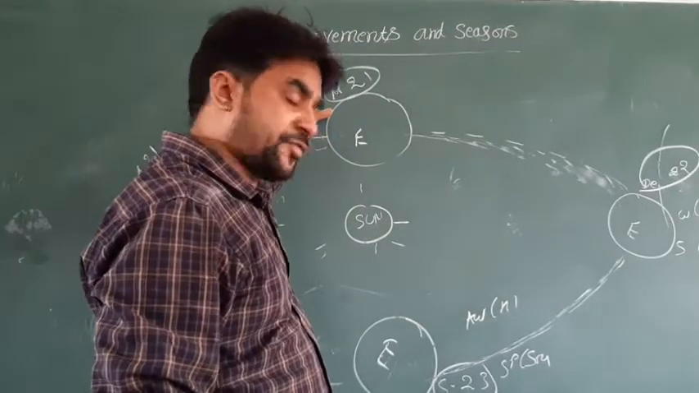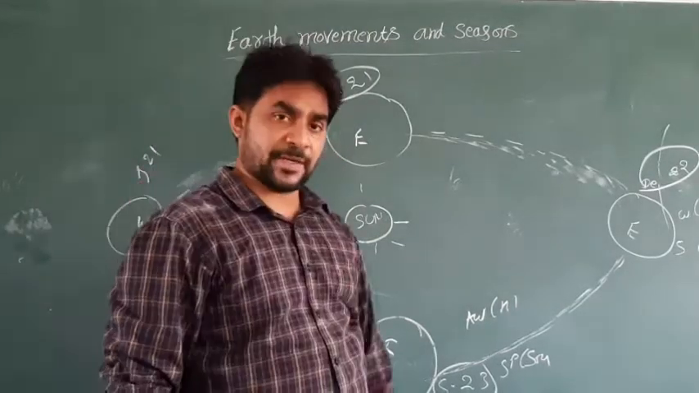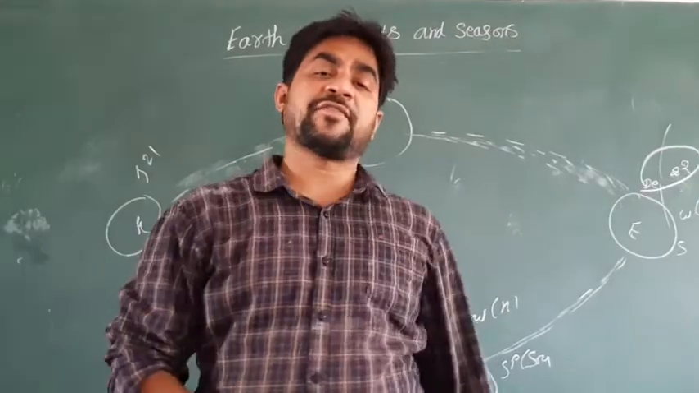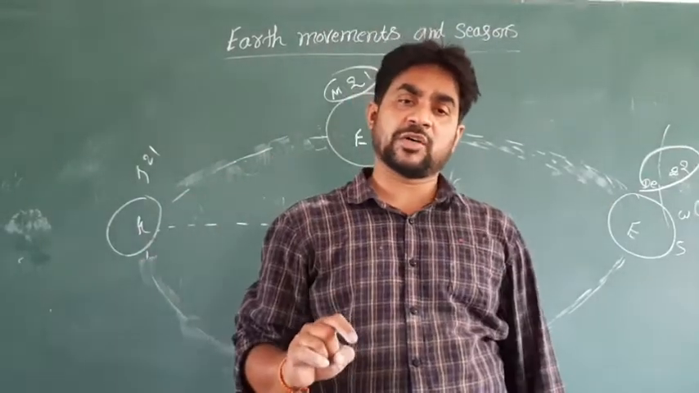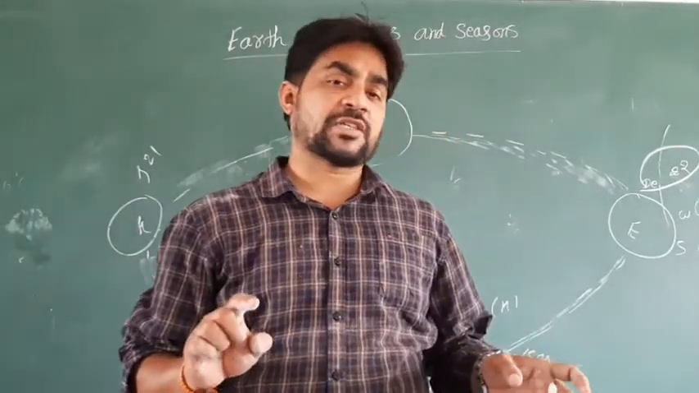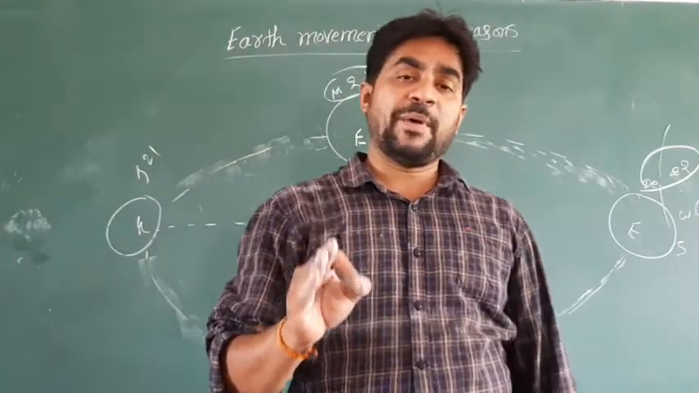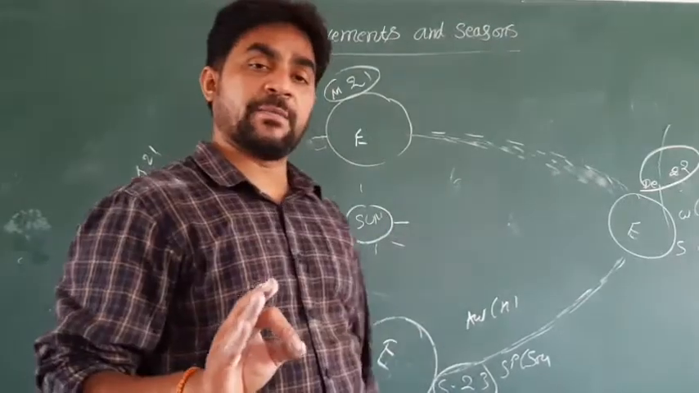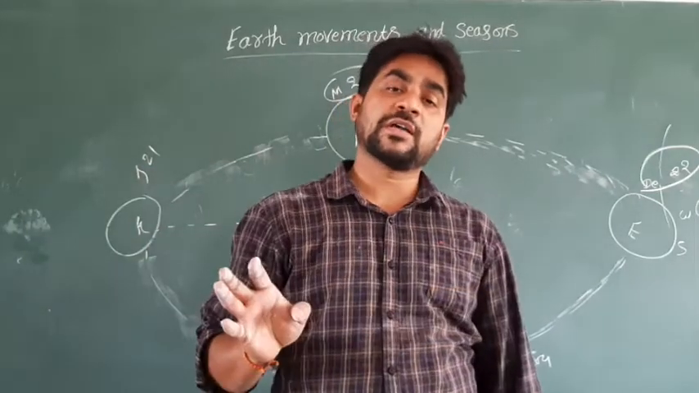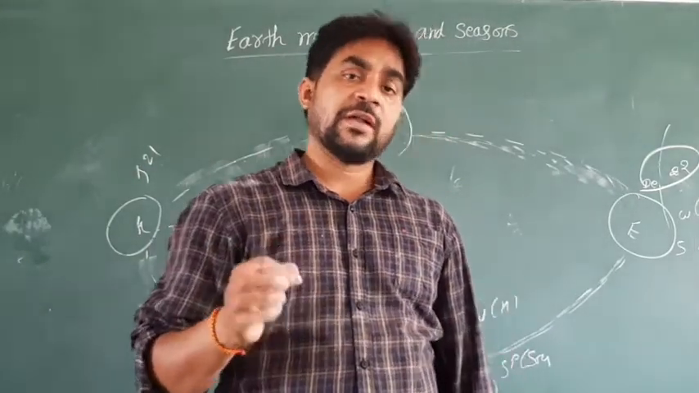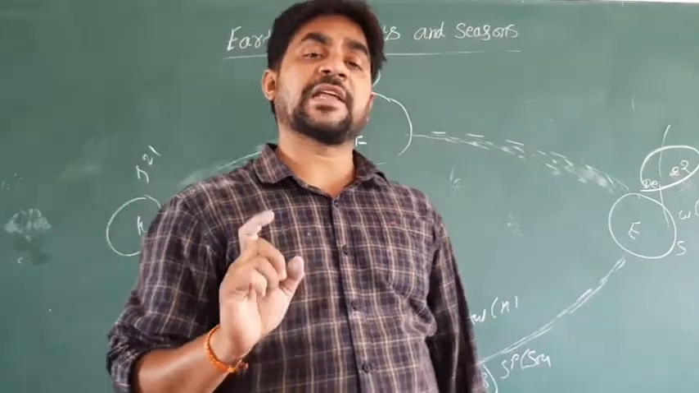The March 21st and also the September 23rd. March 21st and September 23rd are called equinoxes. Why are they called equinoxes? On March 21st and September 23rd, throughout the world, the days and nights are equal.